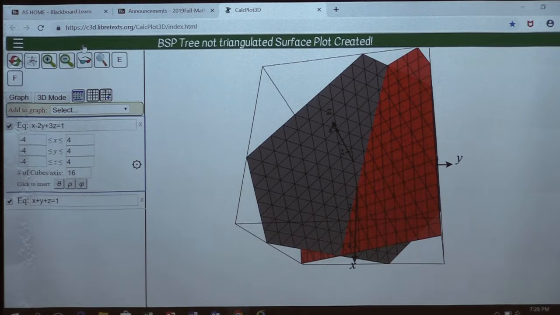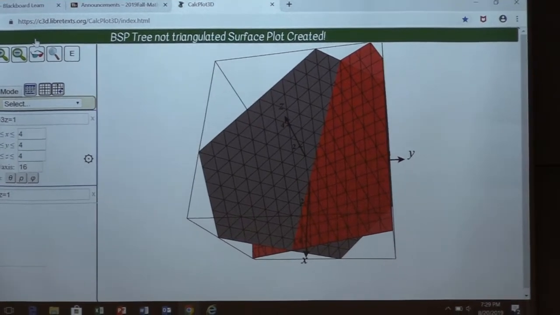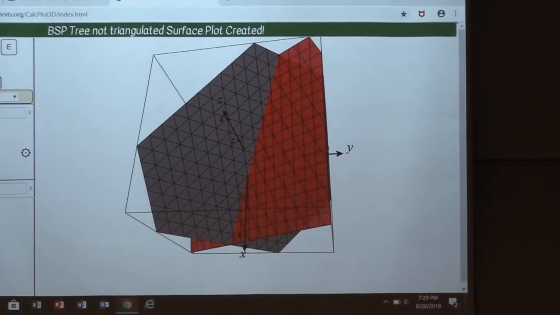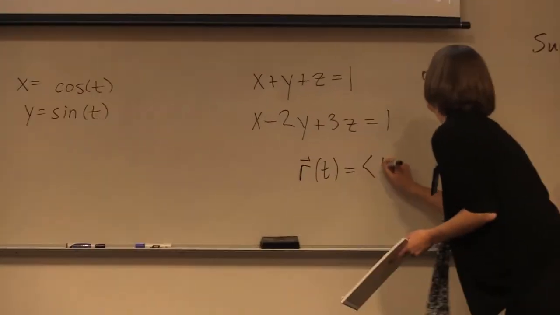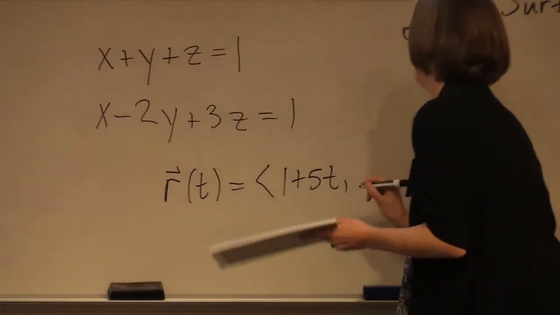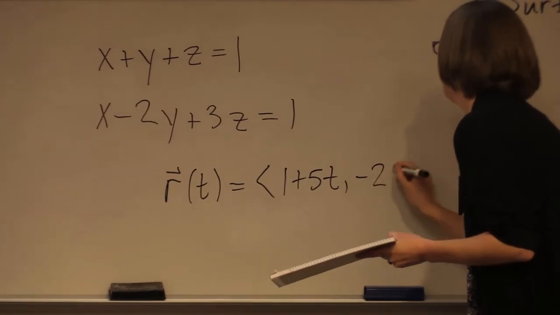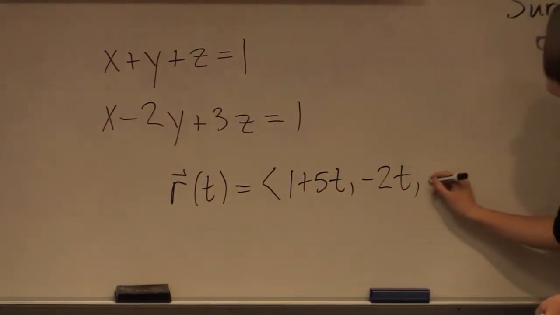All right, so you're gonna learn how to do this, I think this week, but you can find the line of intersection between these 2 planes. So we're gonna skip the math and I'll just spoil it for you. The line of intersection is r of t equals 1 plus 5t, negative 2t, and negative 3t.